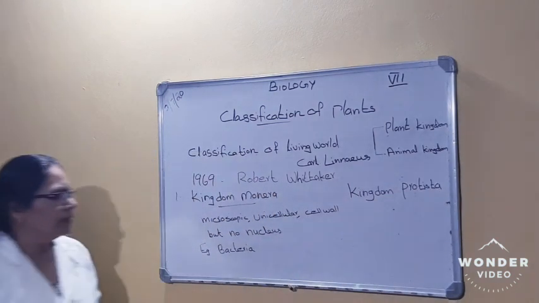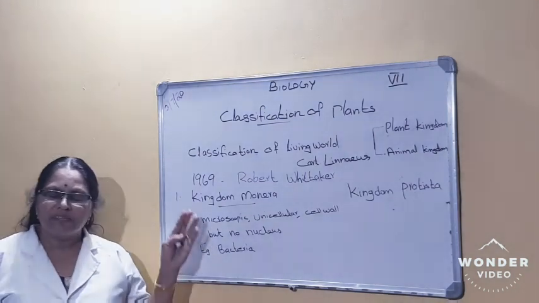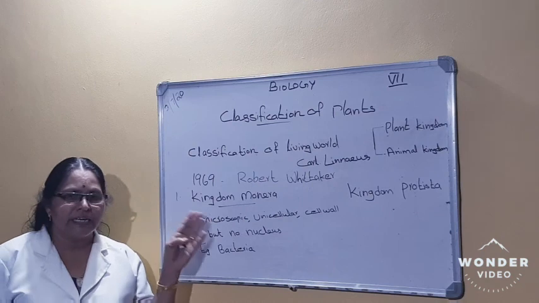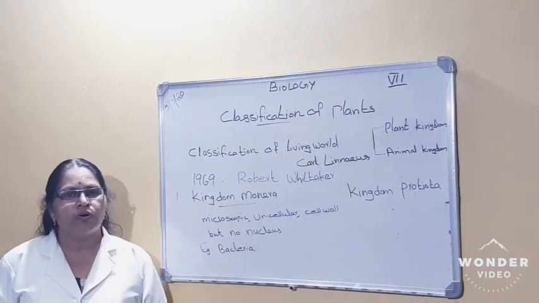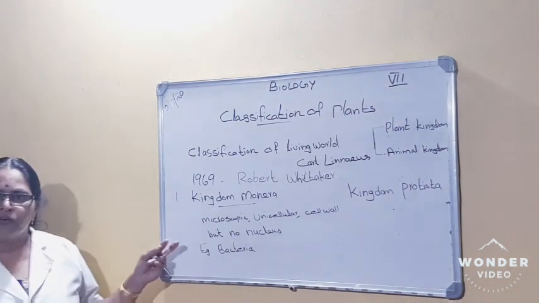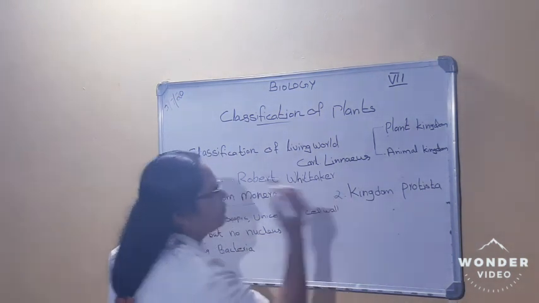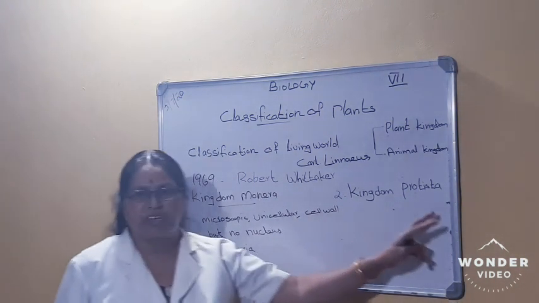Protista. Then when you go to the higher class, there will be more classifications. I think in the latest classification, Kingdom Monera is again divided into 2 or 3 groups. About that you will learn in higher classes. So the second kingdom is Kingdom Protista.